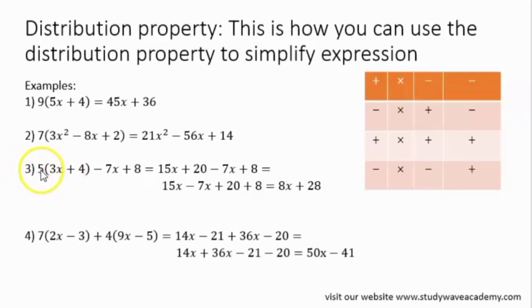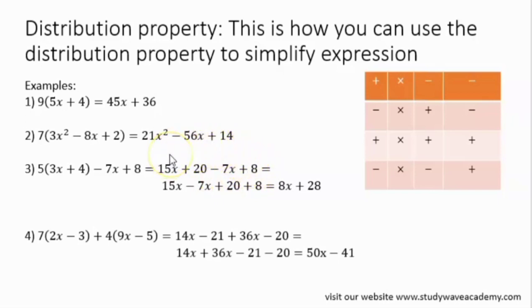So let's go. 5 times 3x will give us 15x. Then the next step is 5 times 4. Our answer is 20. So now we write this other part because it does not have brackets. So there was no need for us to use the number 5 two times. Okay. So we write minus 7x plus 8.